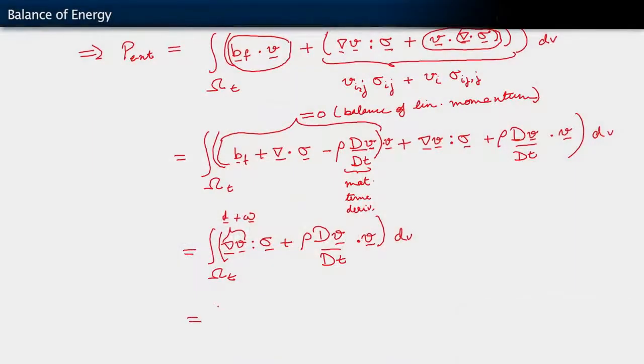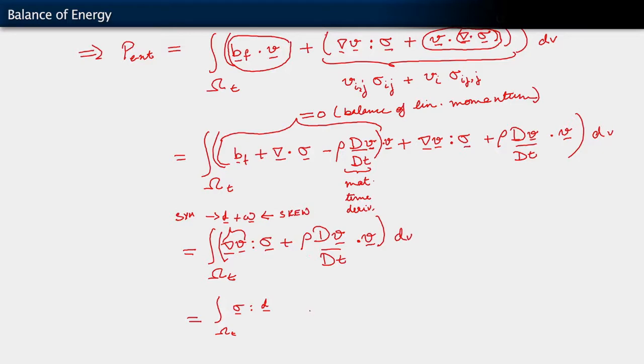So as a result, what we see here is that the first term is sigma contracted with the rate of deformation tensor. I should also say here that this term is symmetric and this term is skew. What about the second term?